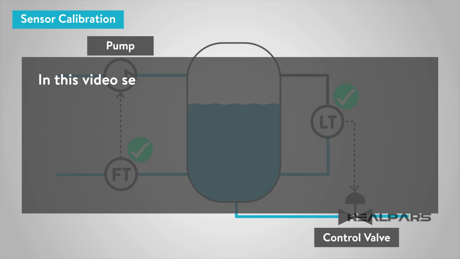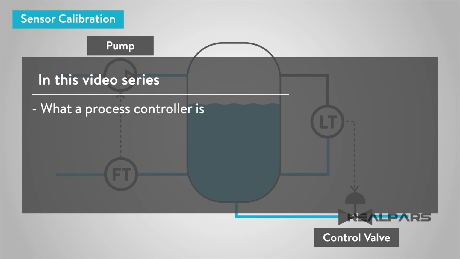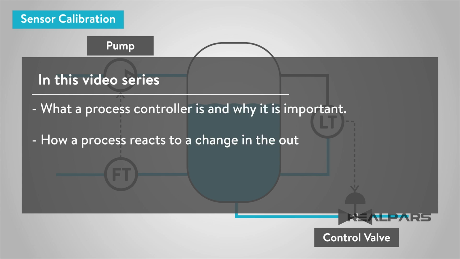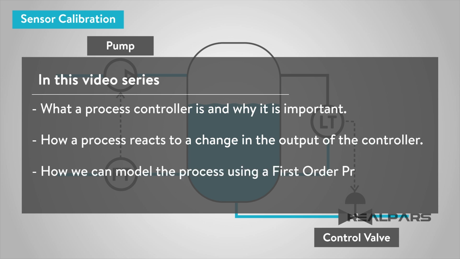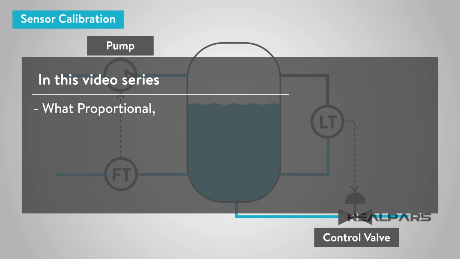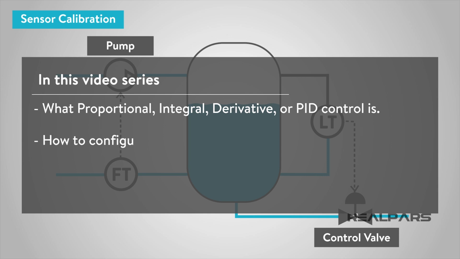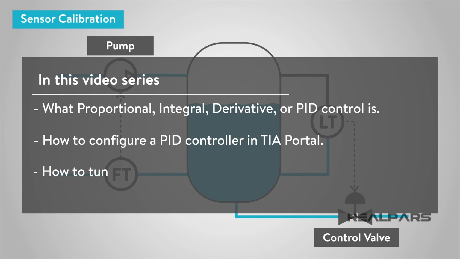In this video series, we will learn how to achieve good control of the process by learning what a process controller is and why it's important, how a process reacts to a change in the output of the controller, how we can model the process using a first-order process with dead time equation, what proportional, integral, derivative, or PID control is, how to configure a PID controller in TIA Portal, and how to tune a PID controller to give the best control action.